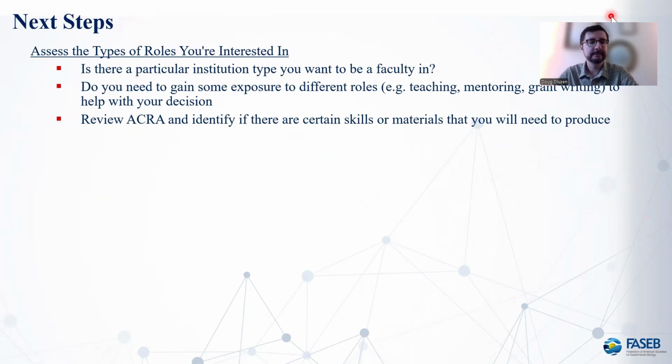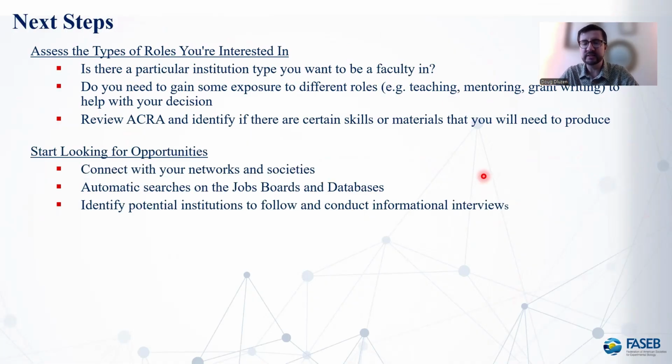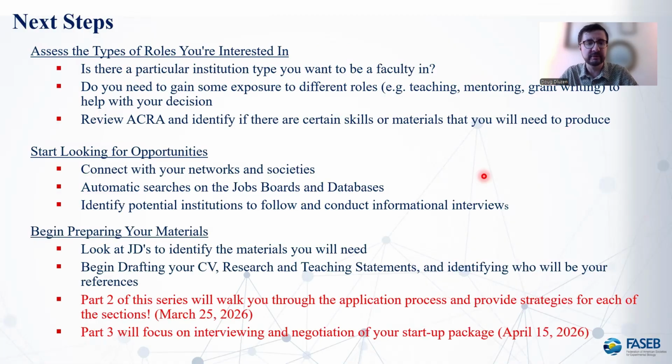So next steps: assess the types of roles you're interested in. Start looking for opportunities, even if you are a year or two away from applying. Getting a sense of what departments are hiring and what types of roles are going to be opening up can give you a sense of what you need to work on as a postdoc or as a graduate student to shore up your experience. And then begin preparing your materials. The job description is really going to help you identify the materials that you will need. Particularly drafting your CV, research and teaching statements, and identifying who your references will be are very important to any application you apply for.